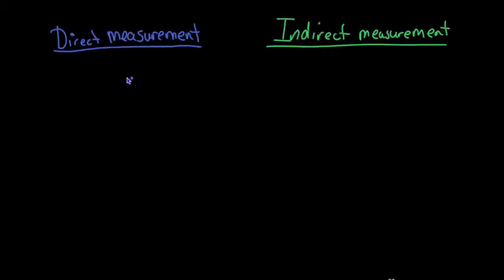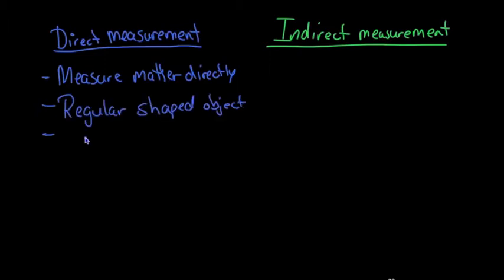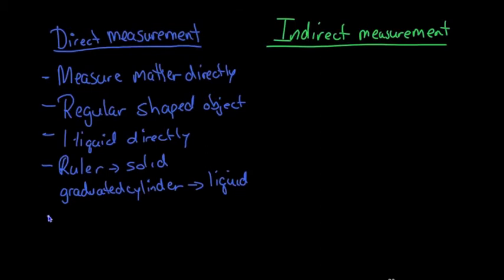So just to recap, when we make a direct measurement, there are some things that we need to remember. We measure matter directly. The objects must have a regular shape. You can measure the volume of a liquid directly. You use a ruler to measure a solid and a graduated cylinder to measure a liquid directly. If you're using a ruler, your units are going to be in cubic centimeters. And if you're using a graduated cylinder, they're going to be in milliliters.